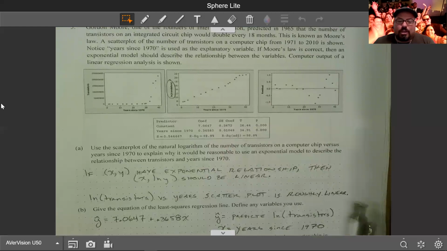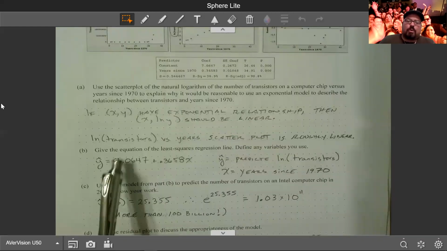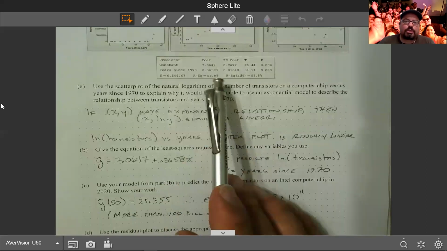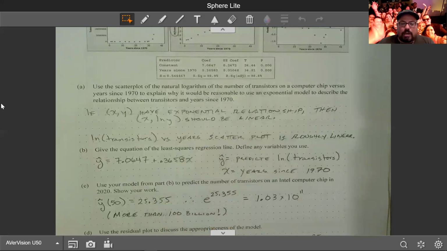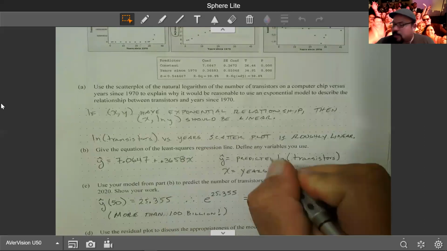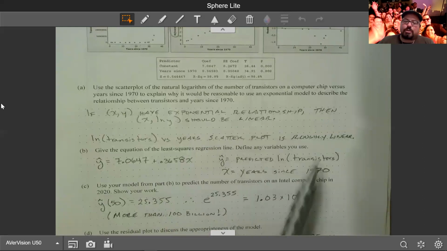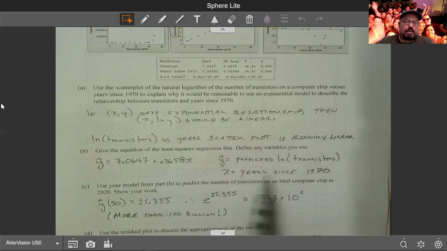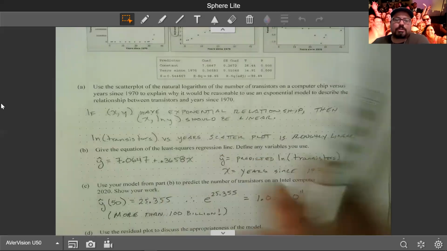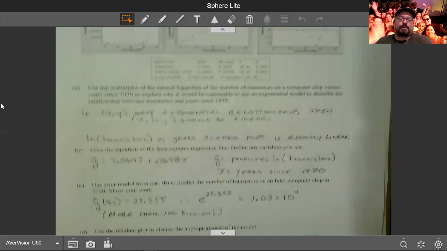So give the equation of the least squares regression line, define any variables you use. Well, y hat, right, there's the 7.047, 0.3658, right? We've got those values. And once again, we have to make sure that we define y hat, the predicted natural log of the transistors. X, the years since 1970, right? Don't make it hard on yourself. Literally just read the graph, right? Here's a scatter plot here, there's a scatter plot there. Write it down just like you see it.